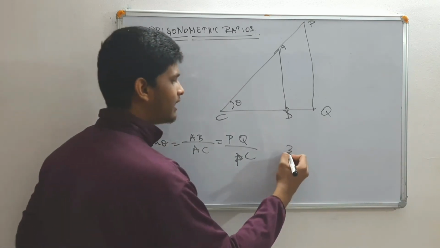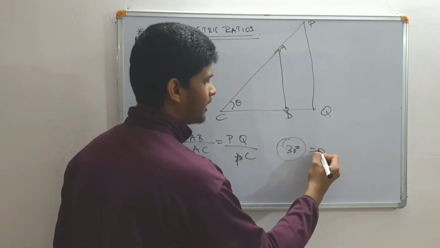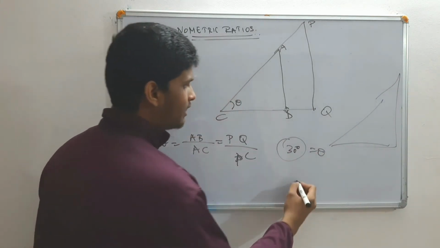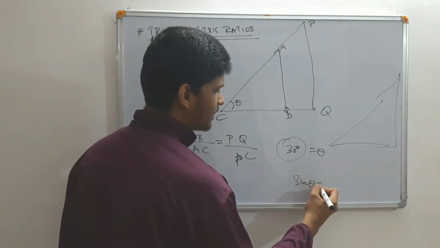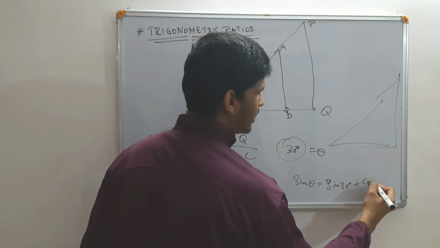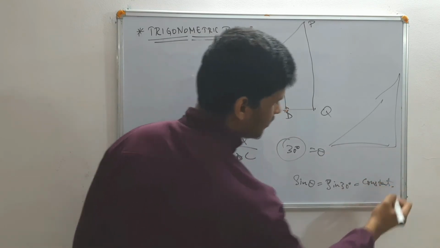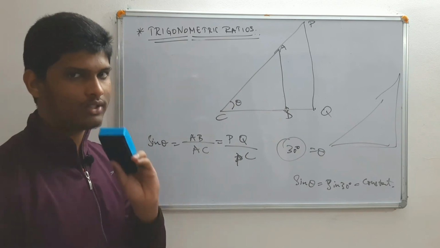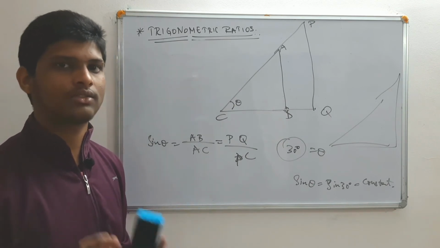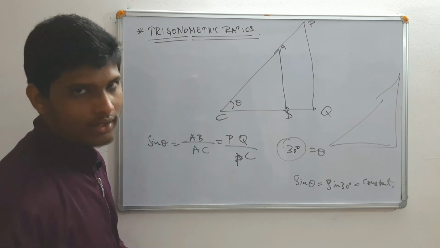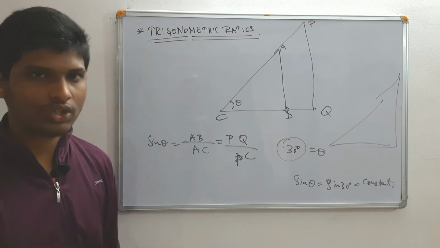If you take theta to be 30 degrees, then whatever the length may be, sin 30 is always constant. It is the same, it doesn't change. The trigonometric ratio of a specific angle doesn't change. It's a constant, independent of the lengths of the right angle triangle. So this is about trigonometric ratios.